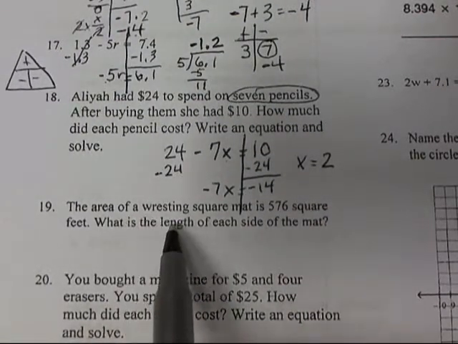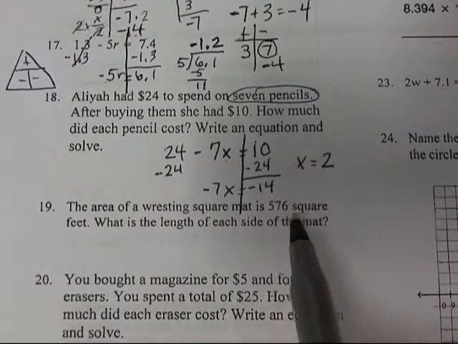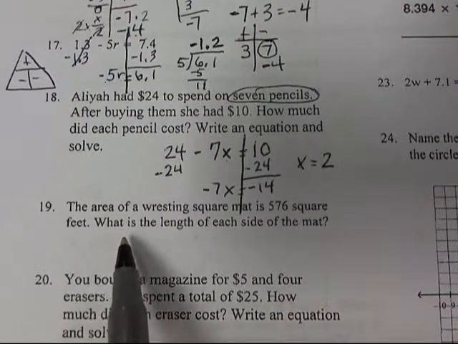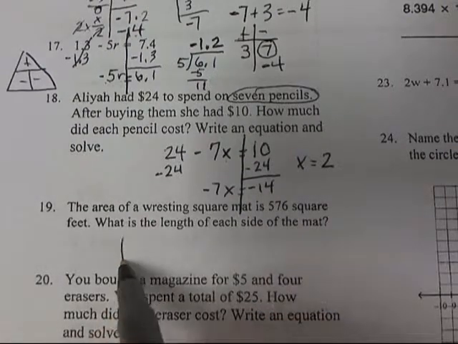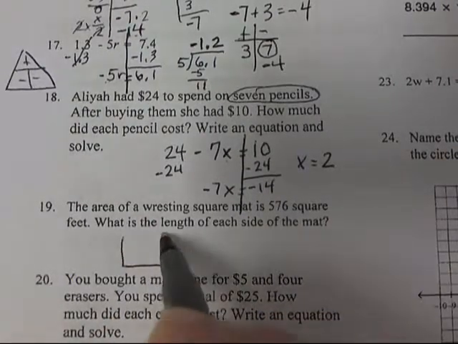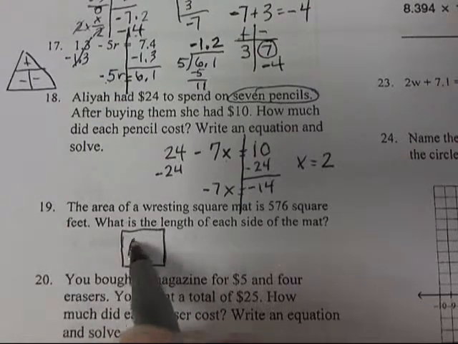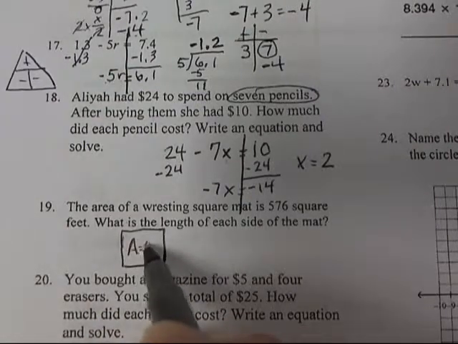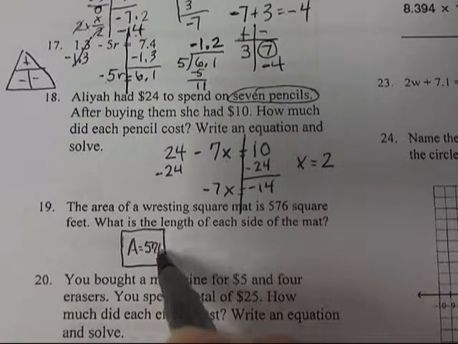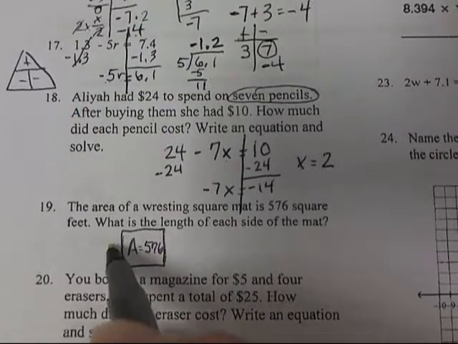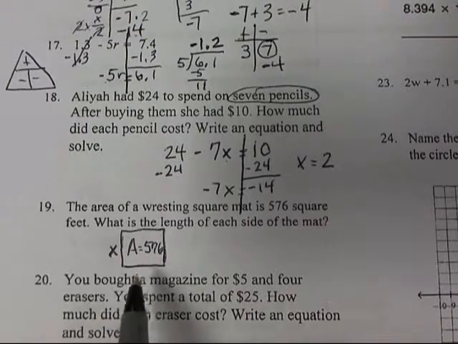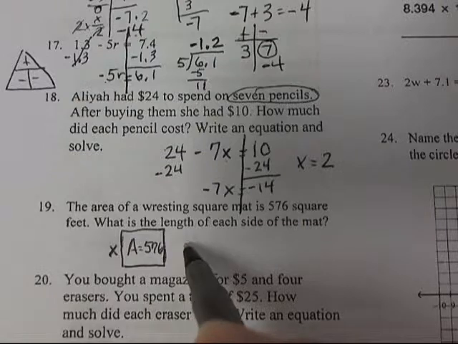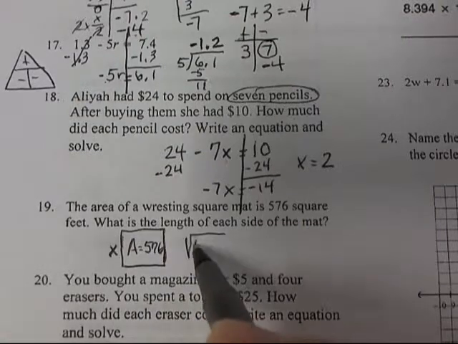The area of a wrestling square mat is 576 square feet. What is the length of each side of the mat? So you have a square mat. The area is 576. We're trying to find the length of one side, so we'll use x. To find the length of a side of a square, given the area of that square, you take the square root of the area.